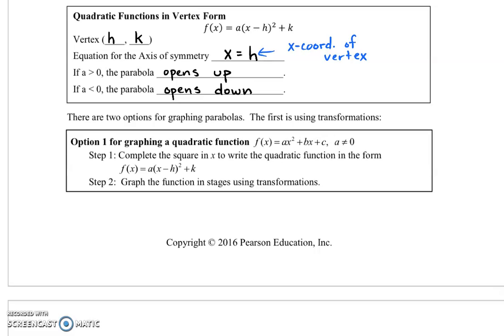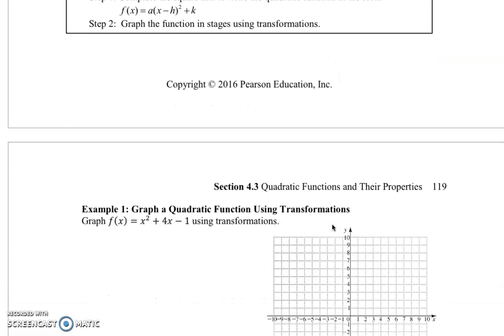Welcome back to Graphing Quadratic Functions, section 4.3. We are going to start by changing a quadratic from standard form into vertex form and then graphing it by using transformations. So the way we do that is we complete the square in x and then we graph.